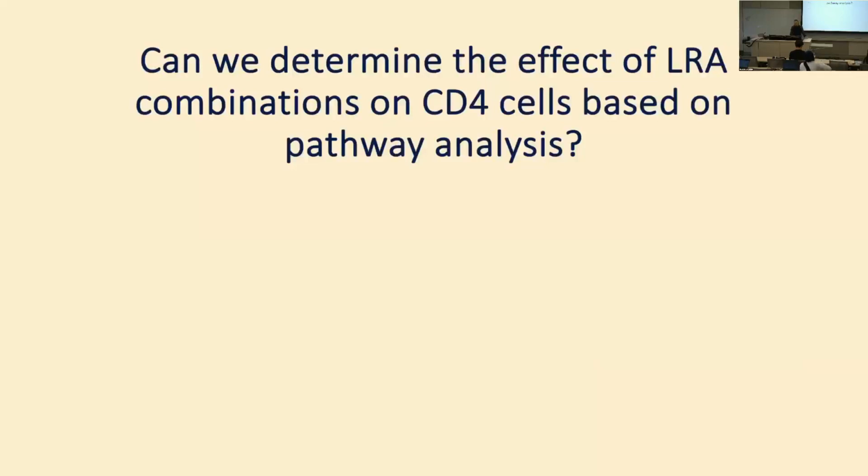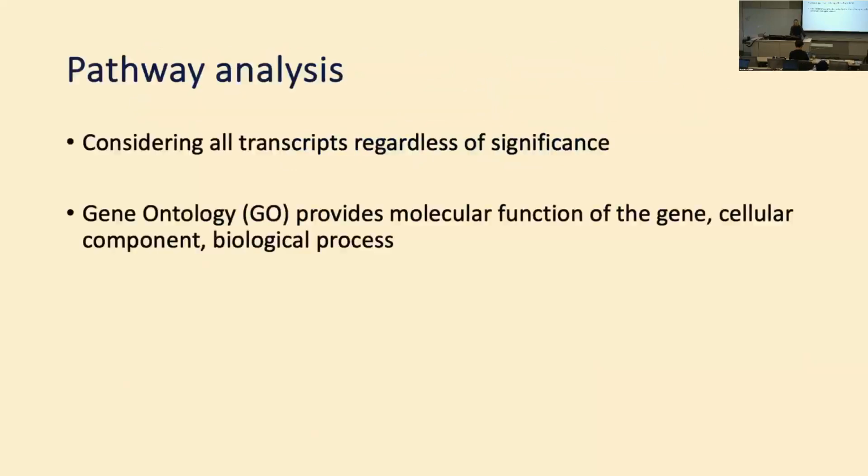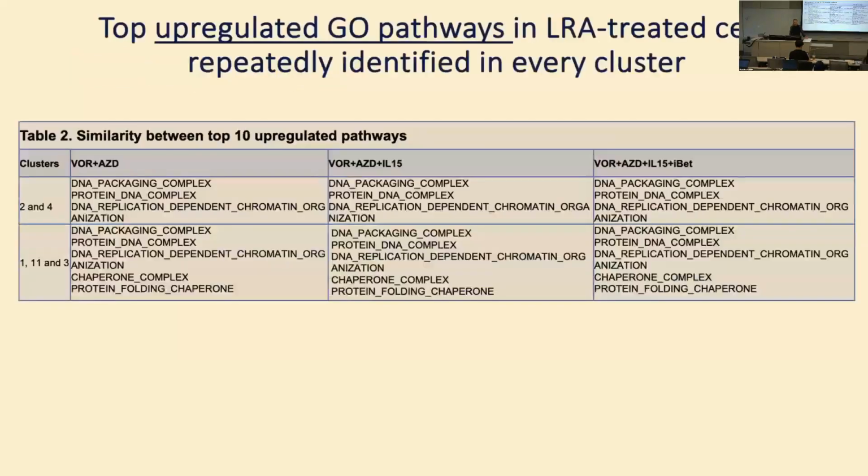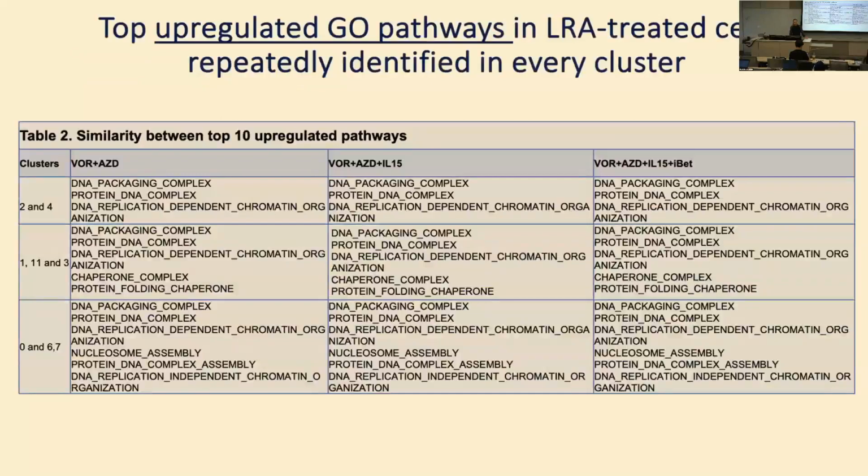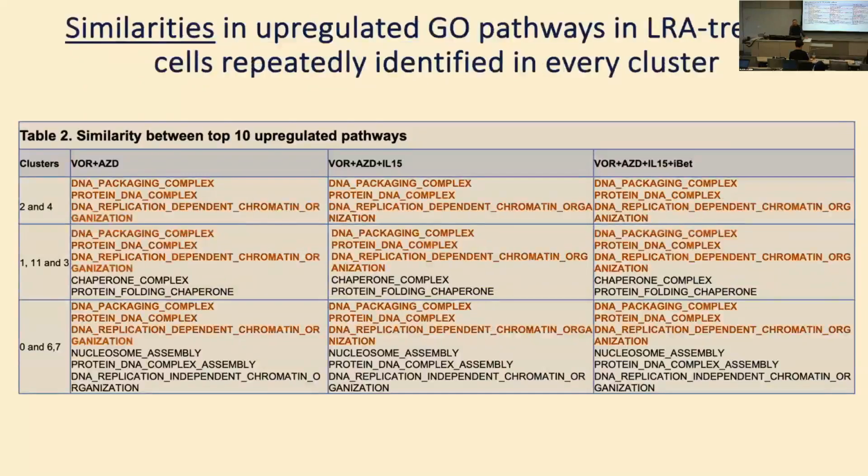So this is one of these examples. Again, pathway analysis considers all transcripts regardless of the significance. So we looked at the gene ontology as one of the pathway analyses that provides molecular function of genes. And I'm going to go quickly, but what we noticed again is you see completely identical upregulated transcripts. So cells were separated, but we identified very similar pathways. Again, it didn't help us at all.